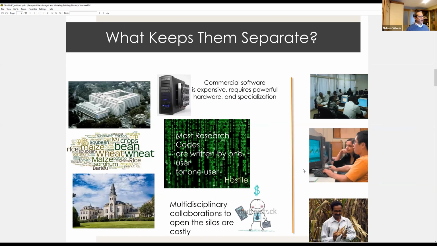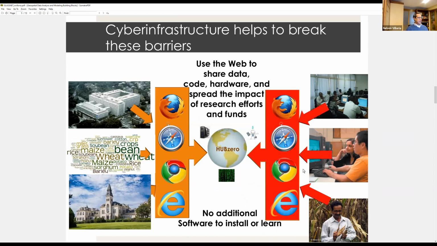The software may be expensive, it is commercial. Open source software is hard to learn. Hardware needs to be powerful at times. You need to specialize, getting some knowledge of data formats and whatnot. Codes are very difficult to exchange. Computer code is generally written by one user for themselves. And when you need money to open those silos, that's costly, and that money may not be there. And what we were thinking at that time was using Hub Zero, basically using the web to share the data, the code, the hardware, and bridge those silos.